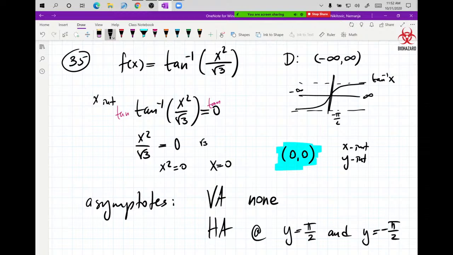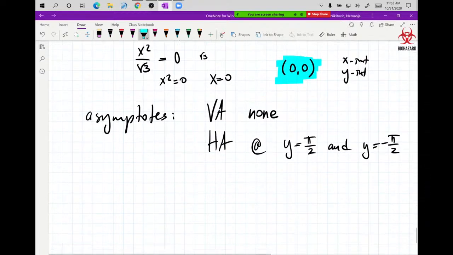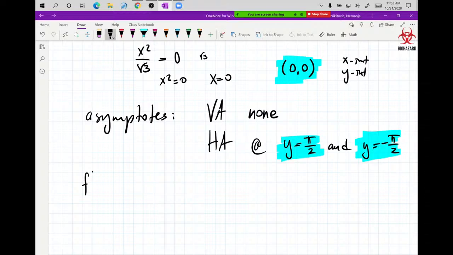It's just something that you have to know for the inverse tangent graph. Just like you know your horizontal asymptote for e to the x is y equals 0, 1 over x is y equals 0, right? So for inverse tangent, are these two. And now we are ready for our first derivative.